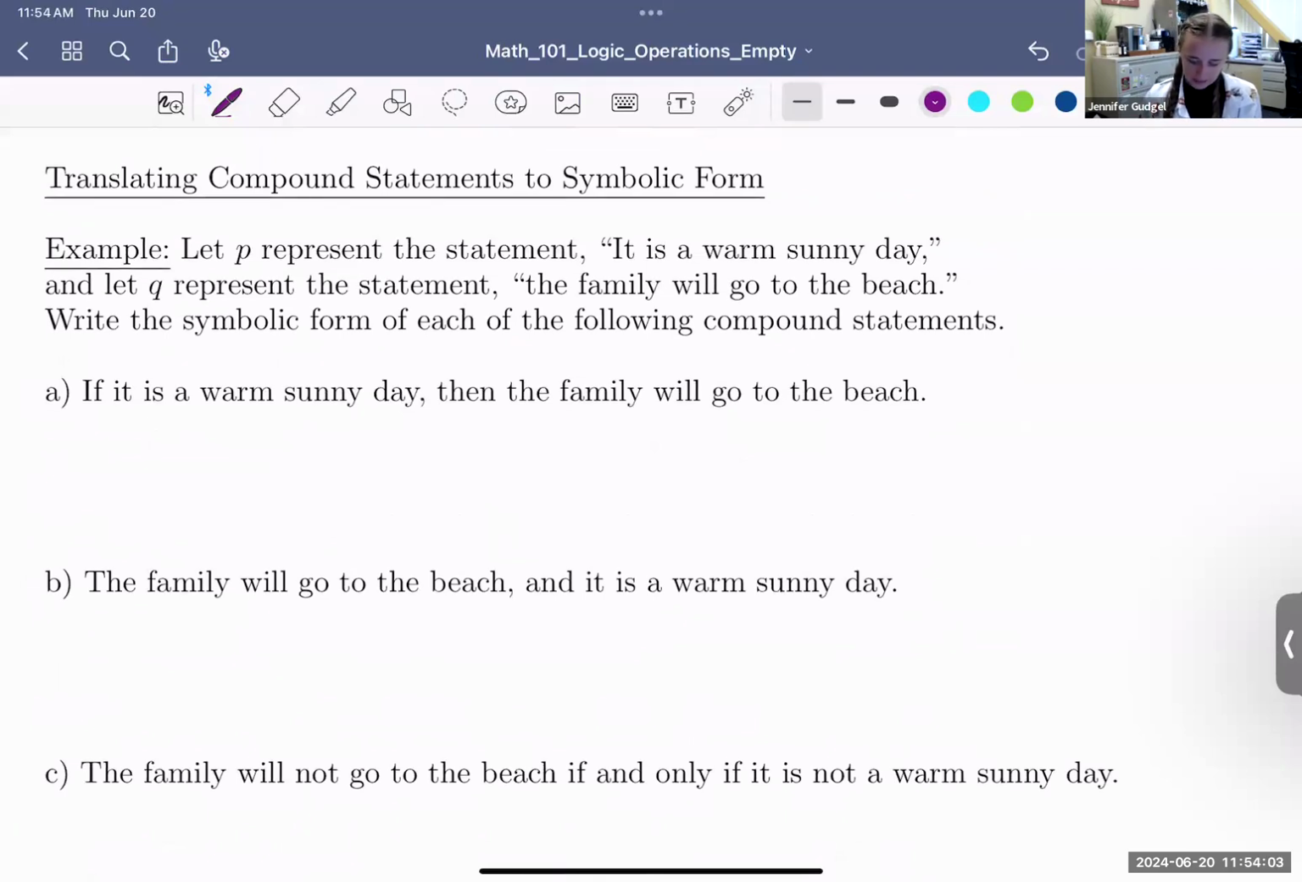So let's take some statements and put them into symbolic form. We're saying P is the statement, it is a warm, sunny day. Probably should be a comma there.